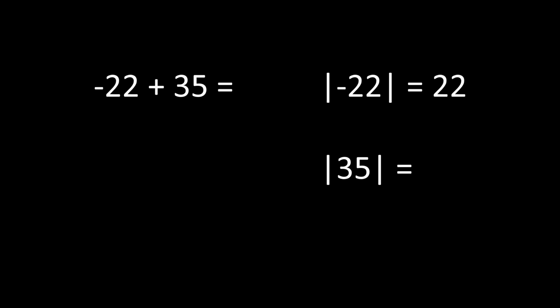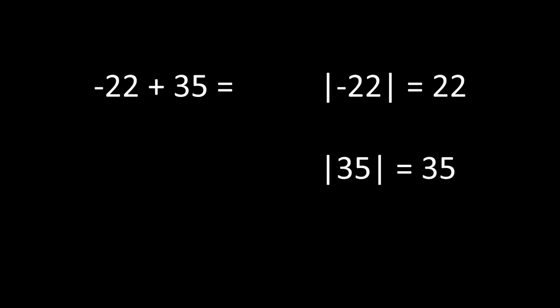In this example, we have negative 22 plus 35. So adding integers with different signs because we have a negative plus a positive. So we're going to start with the absolute values of these numbers. The absolute value of negative 22 is 22, and the absolute value of 35 is 35. Because when you add integers with different signs, you're going to begin by subtracting their absolute values.